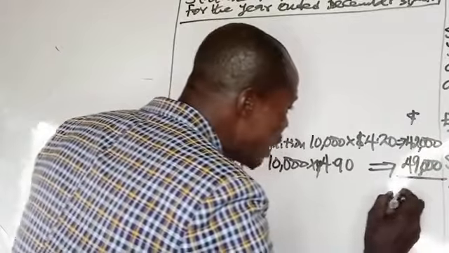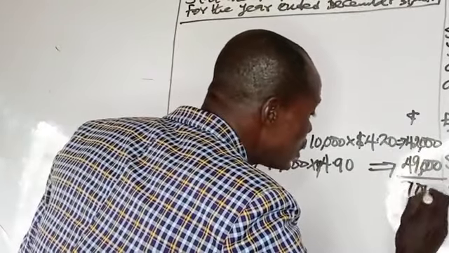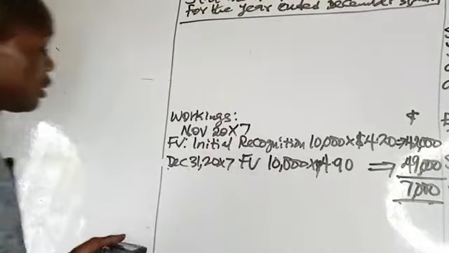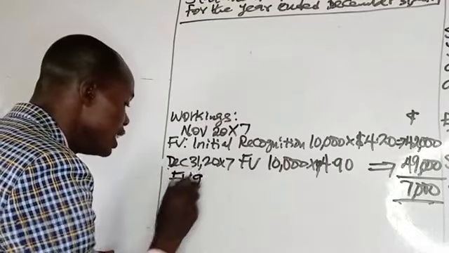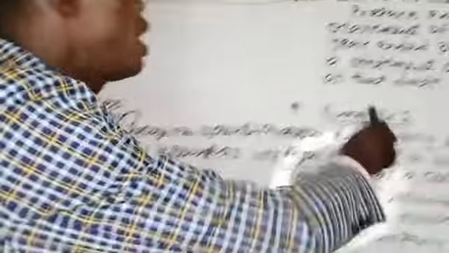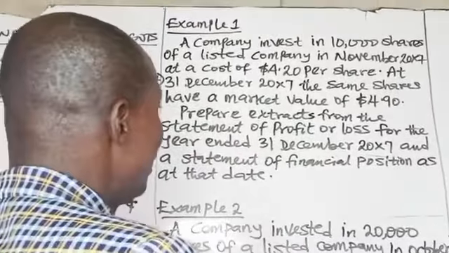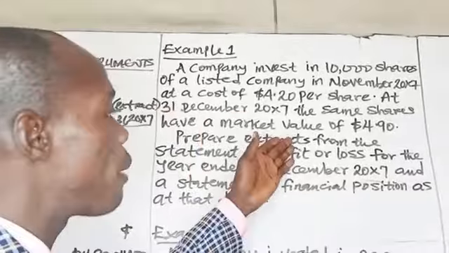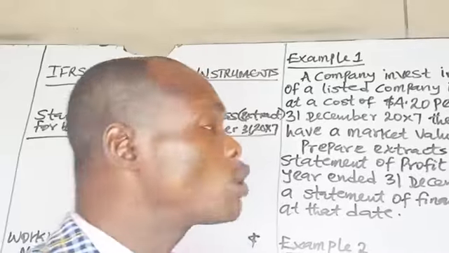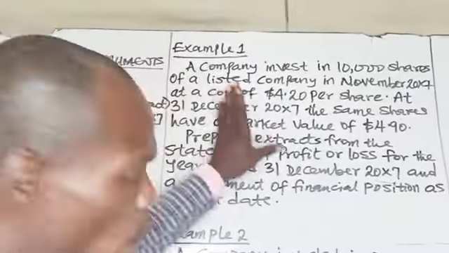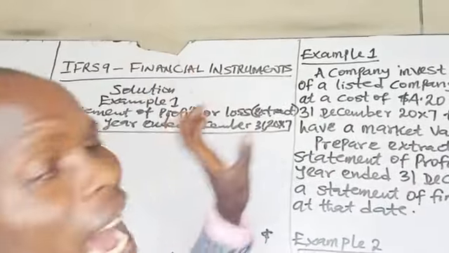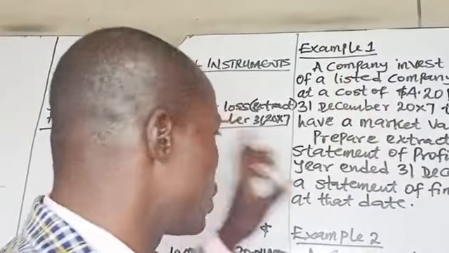This is leading to a fair value gain of $7,000, the difference between $42,000 and $49,000. That is the fair value gain. And remember, this investment is not designated as fair value through OCI. The question didn't tell you whether it is fair value through profit or loss or fair value through other comprehensive income. Remember, I've told you that the default category of the equity investment is always at fair value through profit or loss.